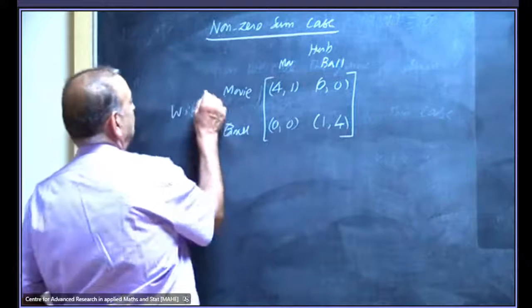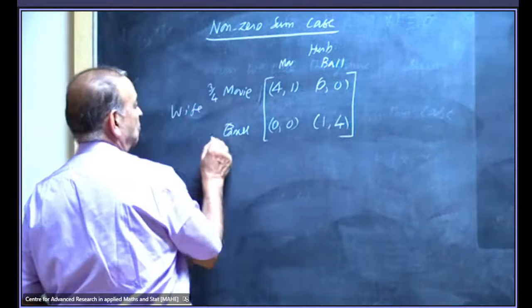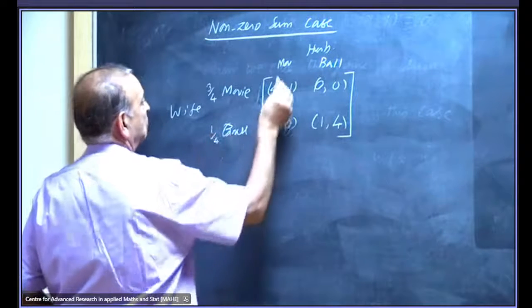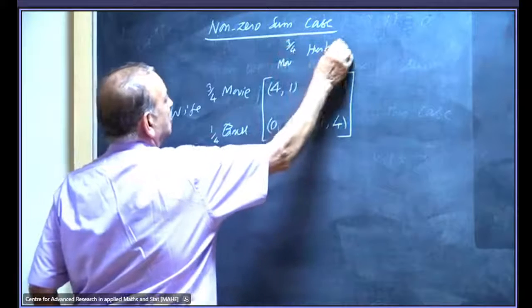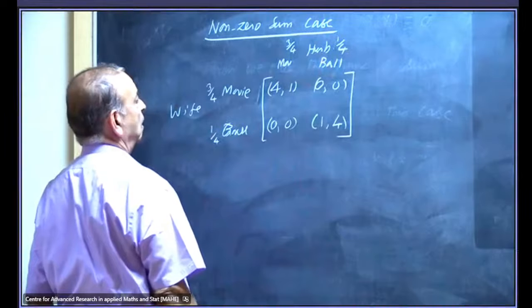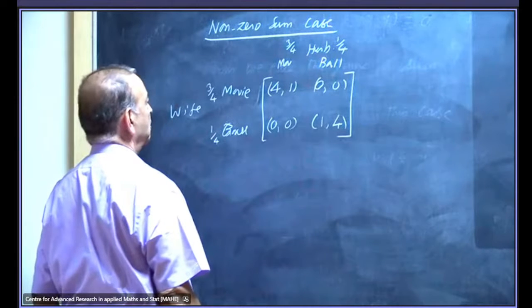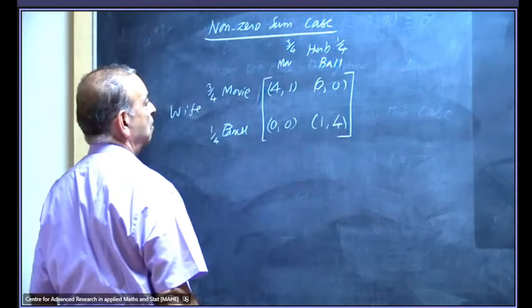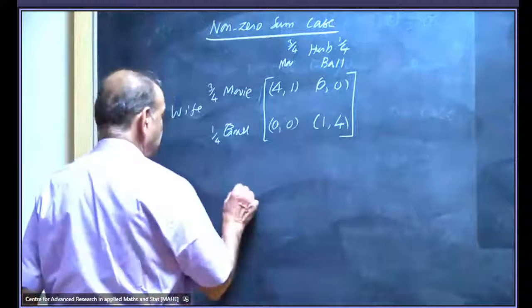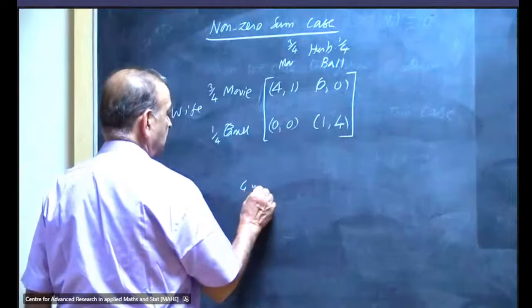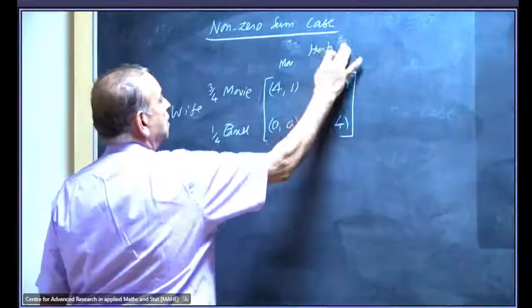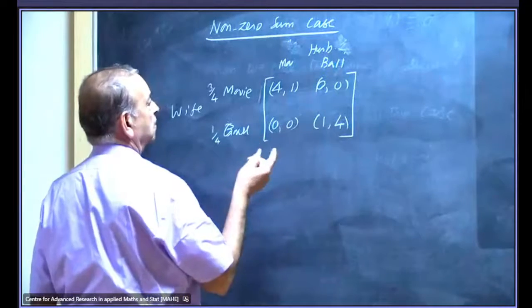Now, suppose I write down these two numbers, 3/4, 1/4, 3/4, 1/4. Now count. Just a minute. Wait for a second, okay?